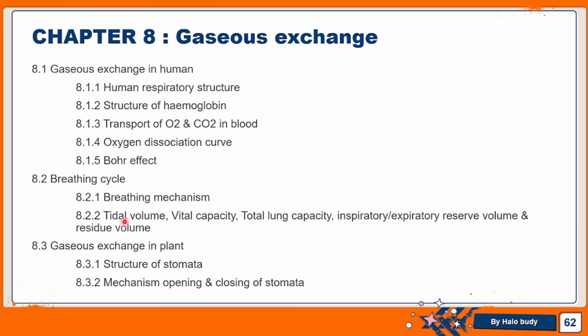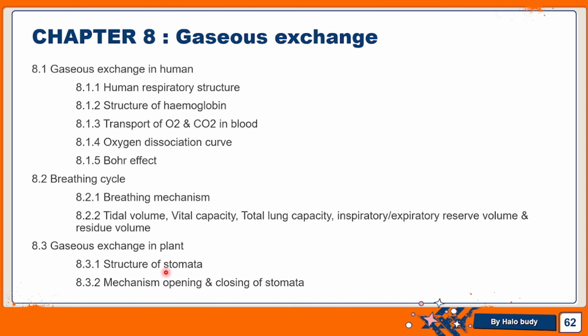Okay, so these first topics are about the human. The final one is about plants. As I mentioned before, you only learn about human and plant. So what you learned in SPM about gaseous exchange in fish, frog, insect, or worm, all that you don't need to learn. You only learn human and plant.